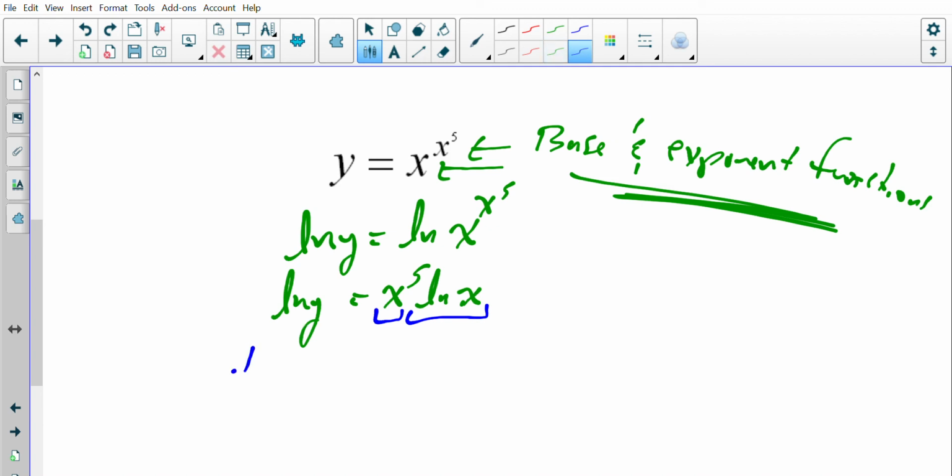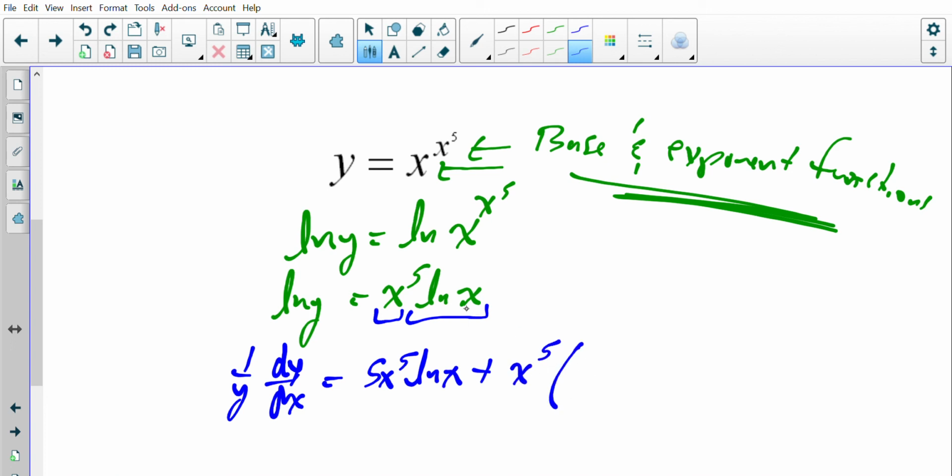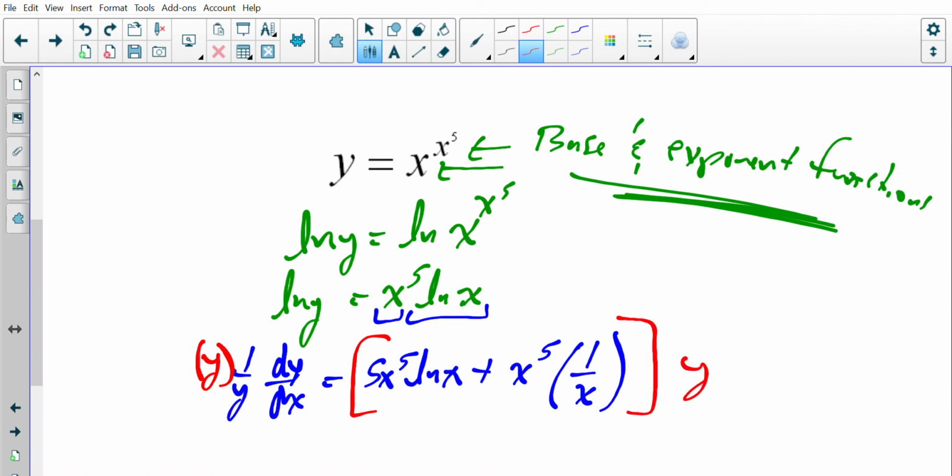So the derivative of the left side would be 1 over y dy dx. Product rule: derivative of the first multiplied by the second, plus the first multiplied by the derivative of the second, which is ln of u, 1 over u times du. Derivative of x is just 1. Like before, get the dy dx by itself, so I've got to get rid of the y.